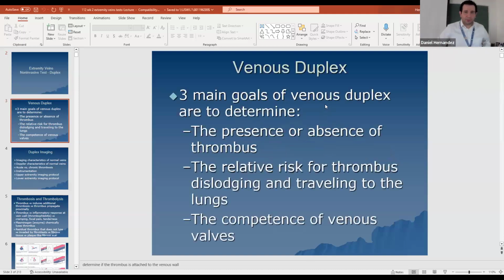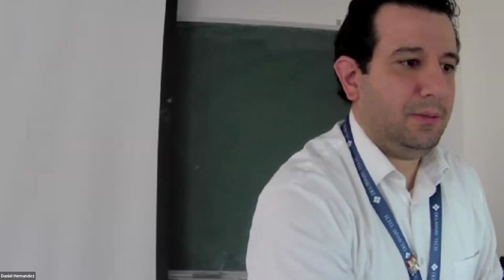So I'm just going to try and go through as much of this as I can. So venous duplex. This over here. So I'm looking at you guys. Yeah. There we go. Share down.